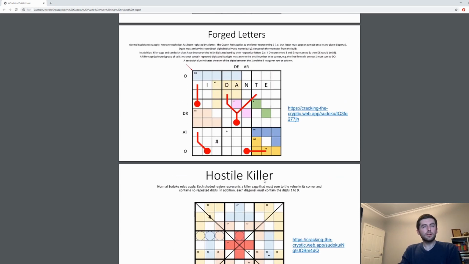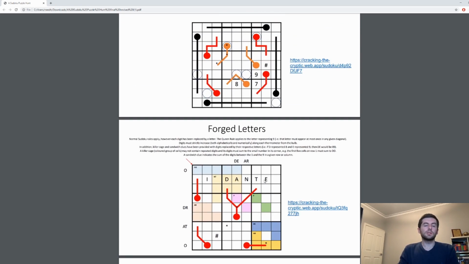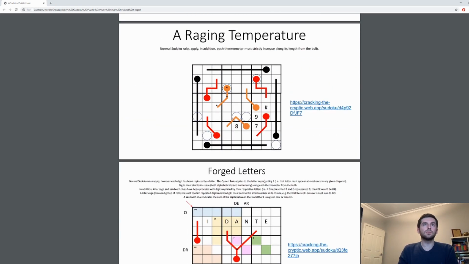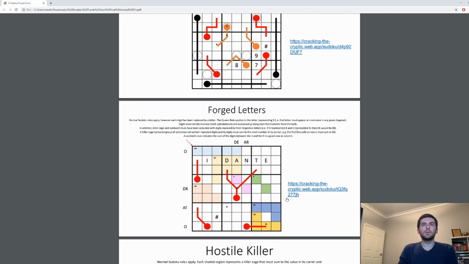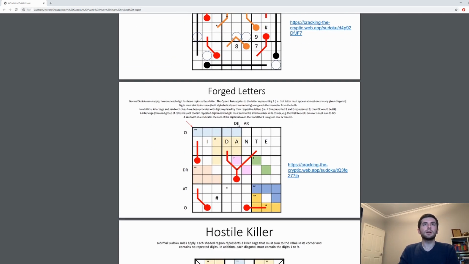Now, the first part of the puzzle hunt is clear. We've got to work out which puzzle we need to do first. And there are a couple of ways to go about this. For those of you familiar with puzzle hunts, you might see that this puzzle here, Forged Letters, might be a good place to start in terms of determining the theme. We are given 2 words, I and Dante, which by themselves don't mean much. However, a simple Google search might set you on the right direction.